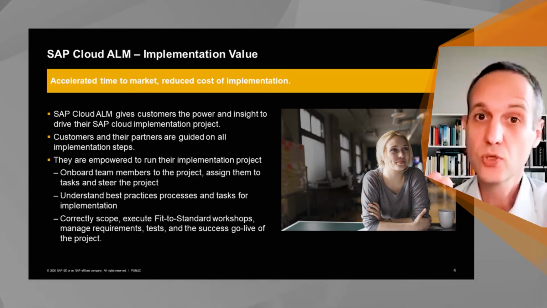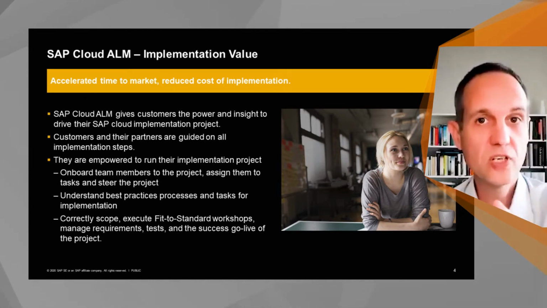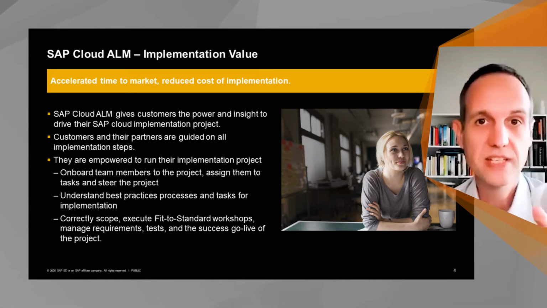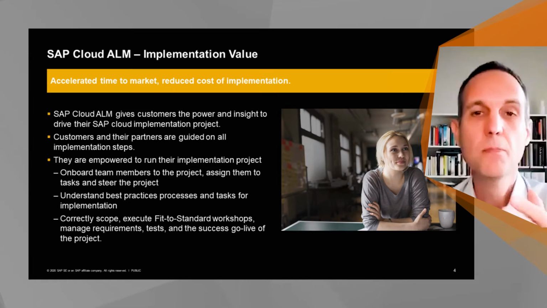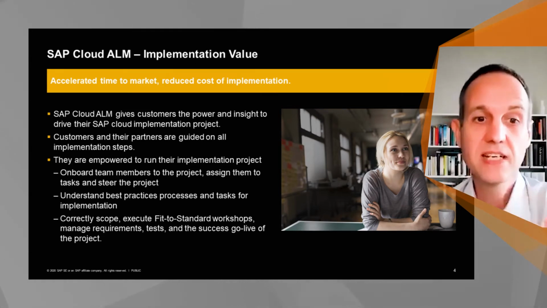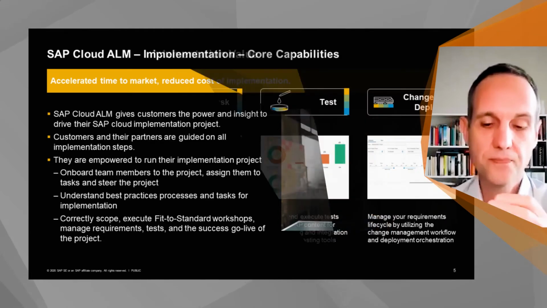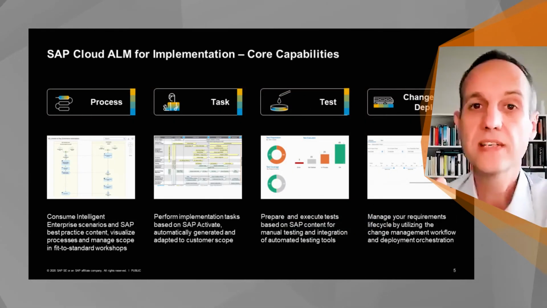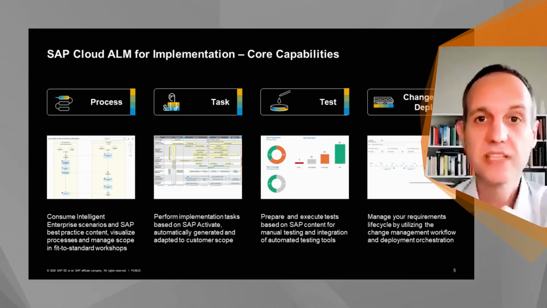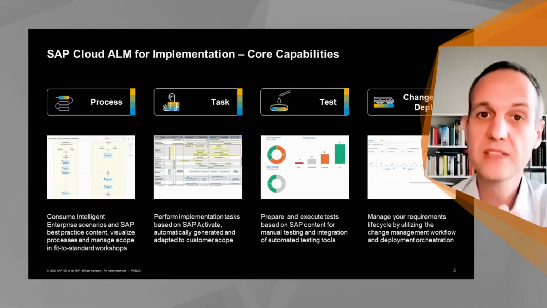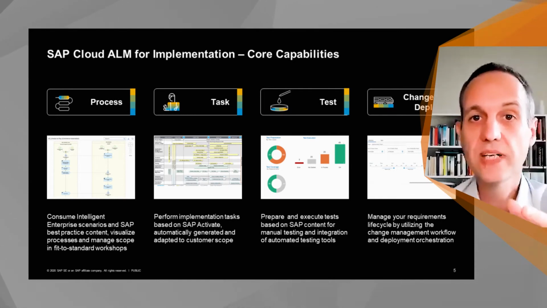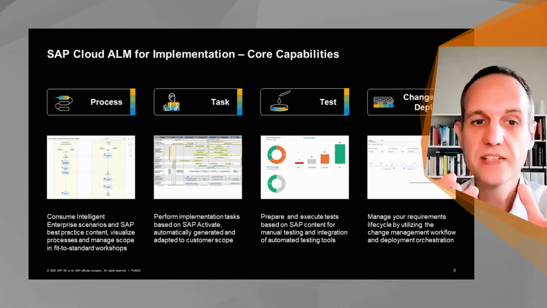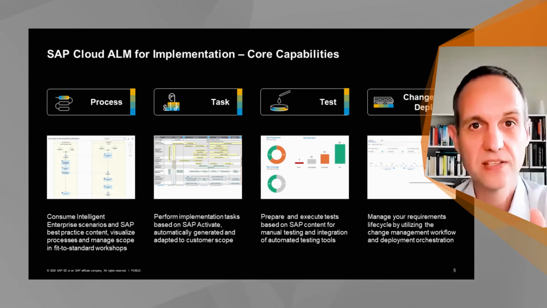And then it's about scoping, so determining what is the scope of your implementation project, running fit-to-standard workshops based on the scope that you selected, defining additional requirements, managing the tests going to production, and at the end, of course, managing the successful go-live. So if we look at the capabilities that we have in Cloud ALM for implementation, we always start with processes. So we can consume intelligent enterprise suite processes, so the scenarios like hire to retire, lead to cash, and so on, and also SAP best practice content. And this content is the main driver of your fit-to-standard workshops.